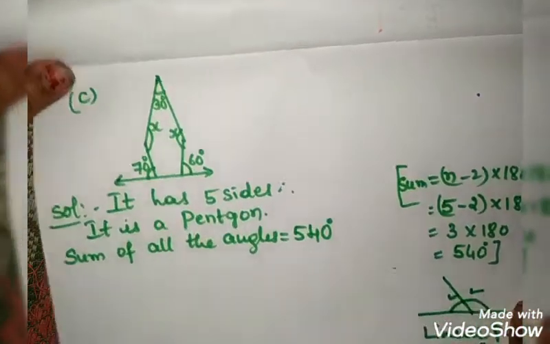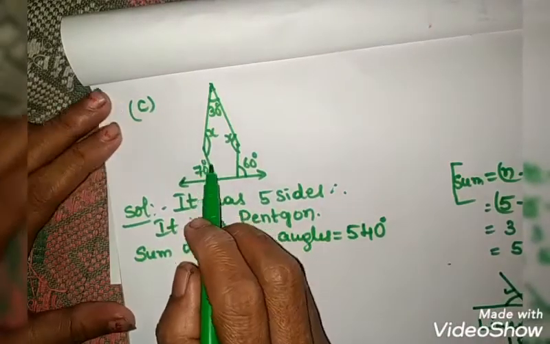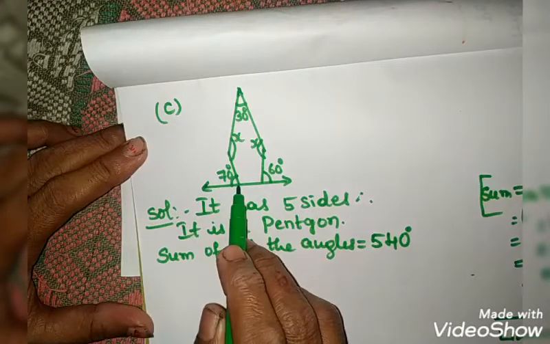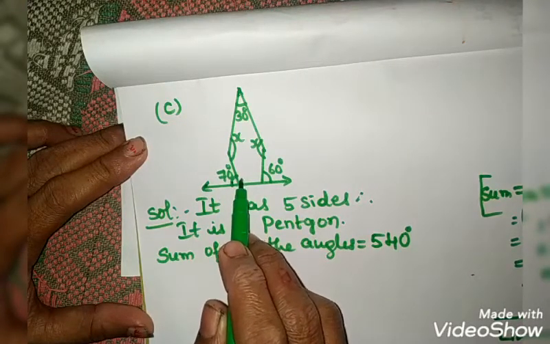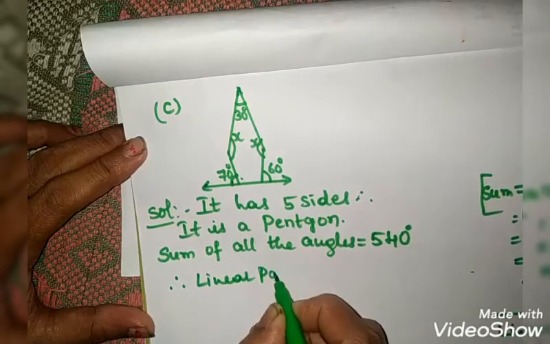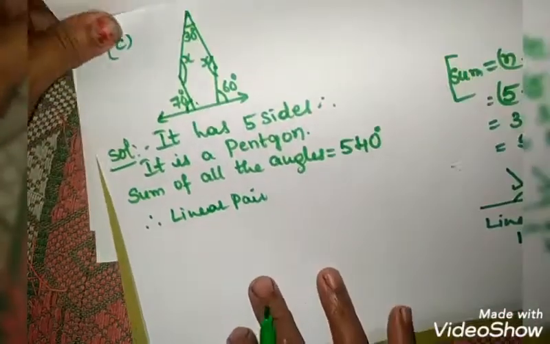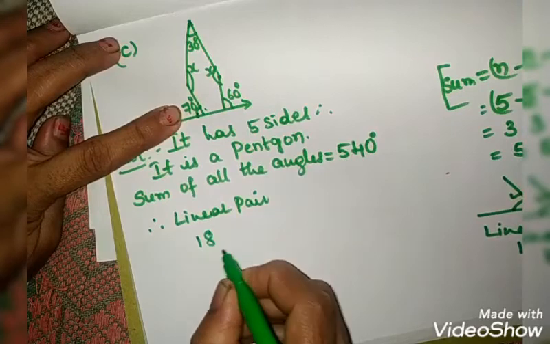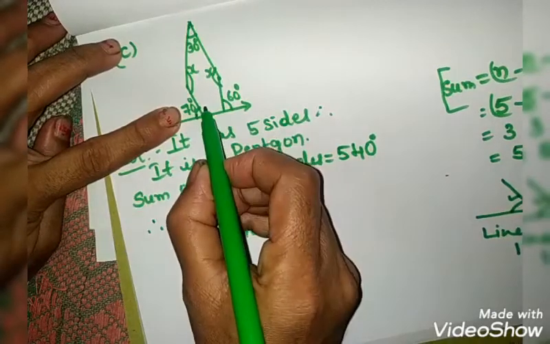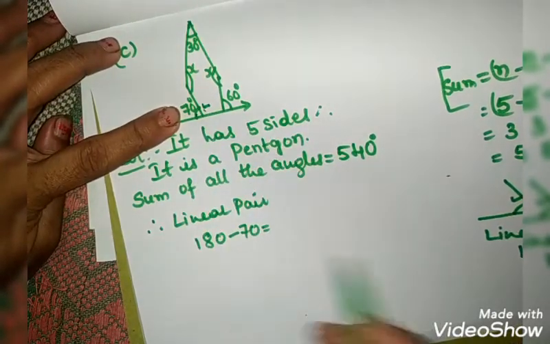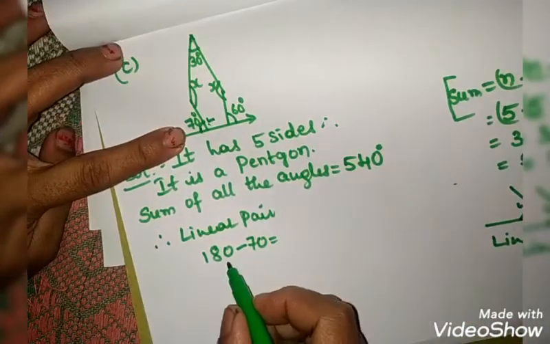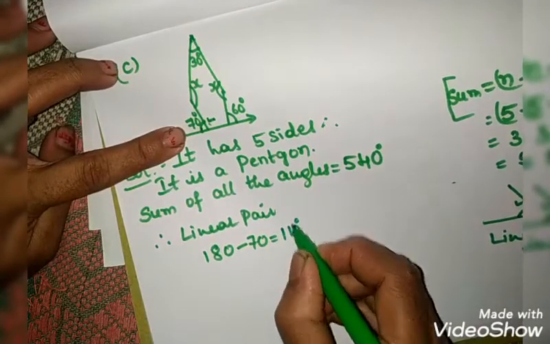So here the same thing happens, children. You can observe here the same thing happens because it is a line segment, and a ray is standing on this. So these two angles' sum must be 180. Therefore, the first linear pair on the left side: I must do 180 minus 70. If I must know this angle, I must subtract according to this linear pair sum. The linear pair sum is 180 degrees. So one angle we know: 180 minus 70, 110 degrees.